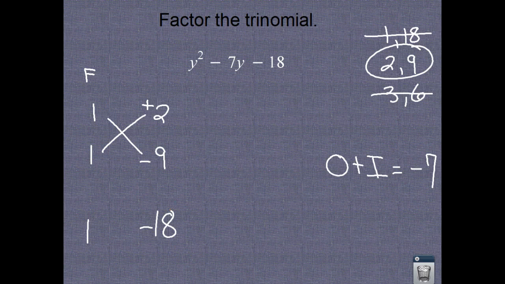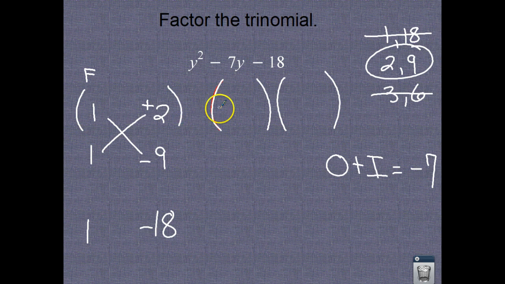So how are we going to group that into our answer? Red's going to be tough to see, but I'll stick with the white. So the final answer is going to be a product of two binomials, and it's going to go straight across. So we have 1x plus 2 and 1x minus 9. Final answer, product of binomials.